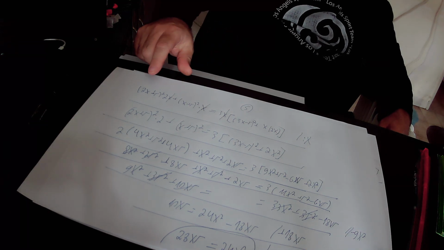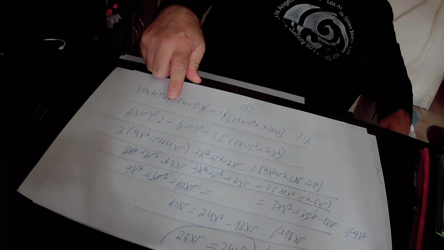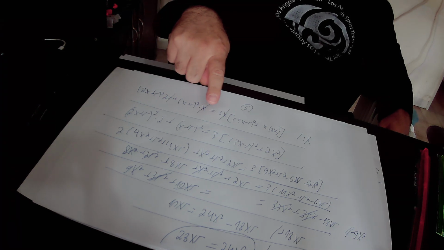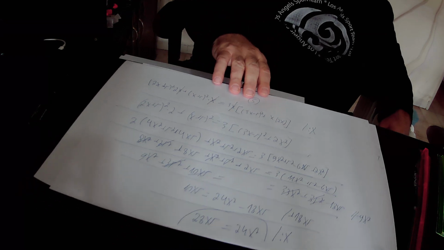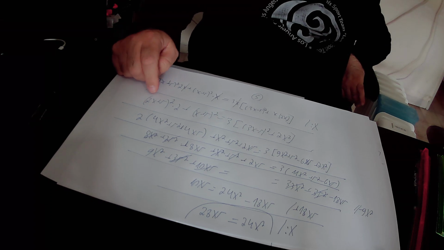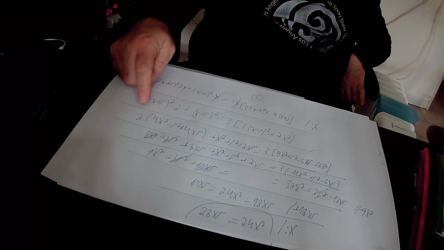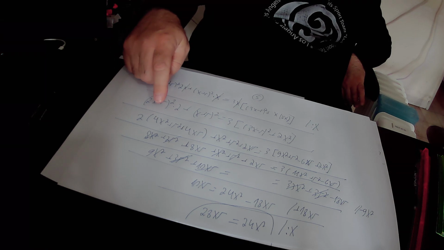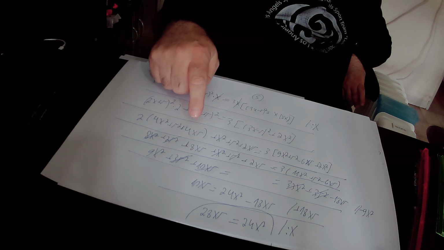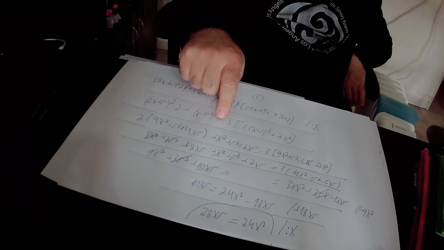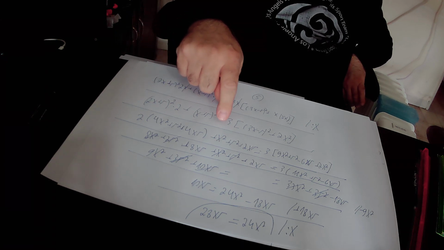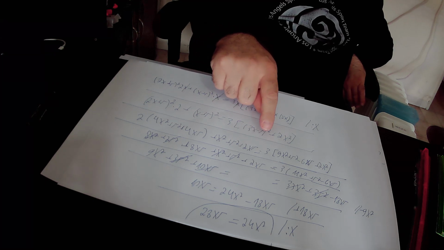What is left is 2 times (2x plus r) squared plus (x plus r) squared equals 3 times (3x minus r) squared plus 2x squared. Here we open the brackets. So we have 2 times (2x plus r) squared, which is 2 times (4x squared plus r squared plus 4xr). Then (x plus r) squared is x squared plus r squared plus 2xr.